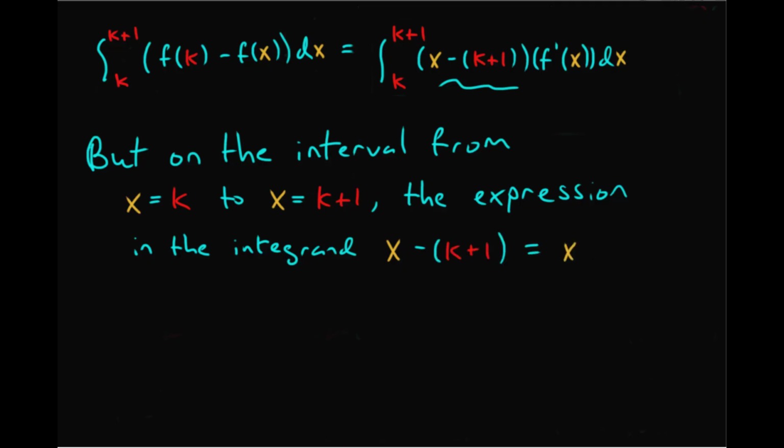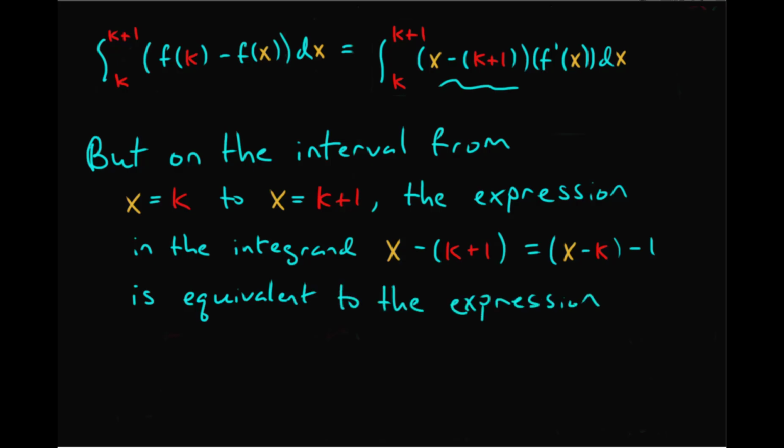If we look at the integrand, we have the expression x minus the quantity k plus 1. Well, that's equivalent to writing the quantity x minus k minus 1. And now if I look at x minus k very closely, the relationship between x and k isn't arbitrary. k is an integer, and in fact on this interval from k to k plus 1, as x ranges in values from k to k plus 1, k is equal to the floor of x, the greatest integer less than or equal to x. And so we note that by putting brackets around x.